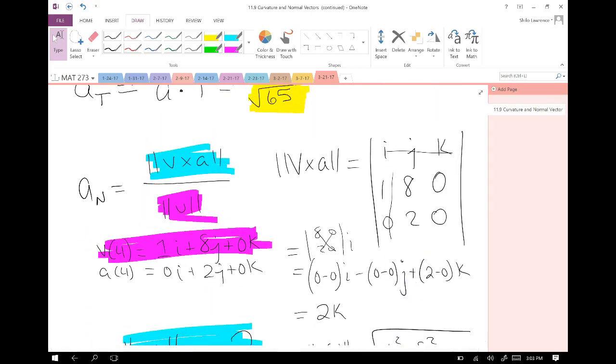There is a formula in our book as well that links curvature with our normal component of acceleration. So all this stuff is linked together.